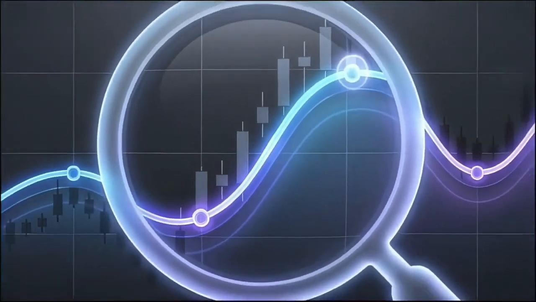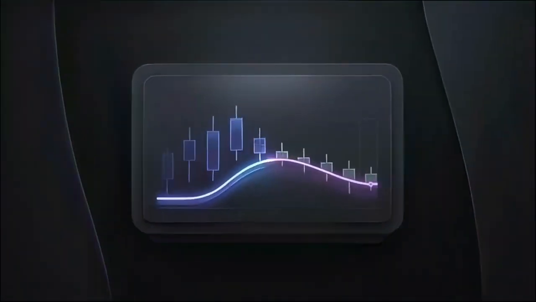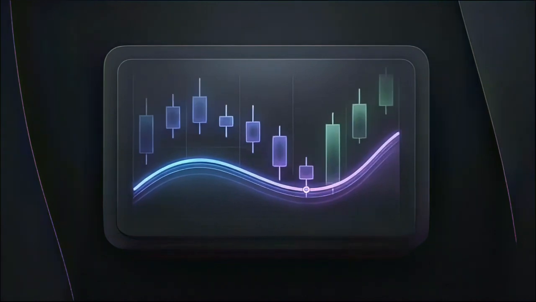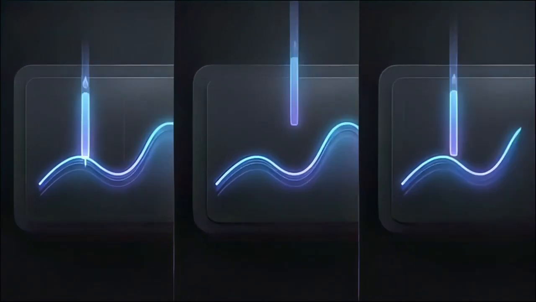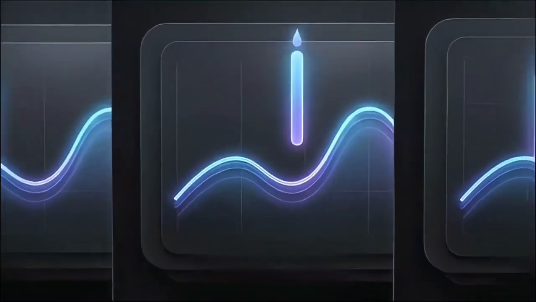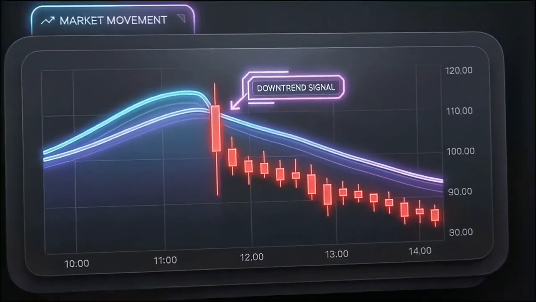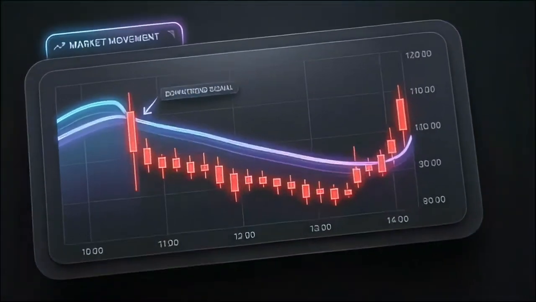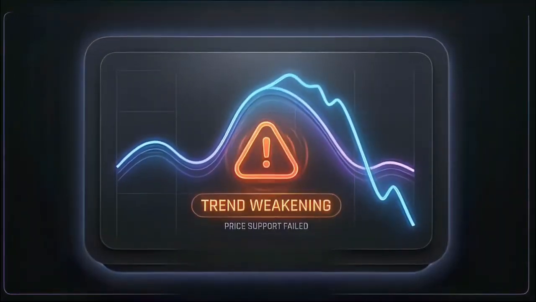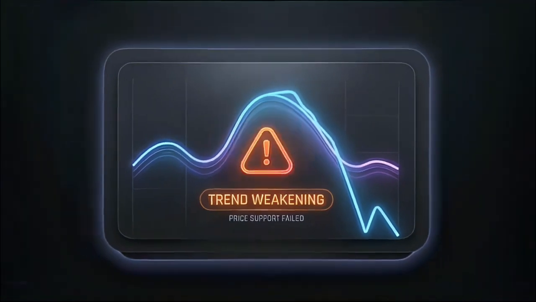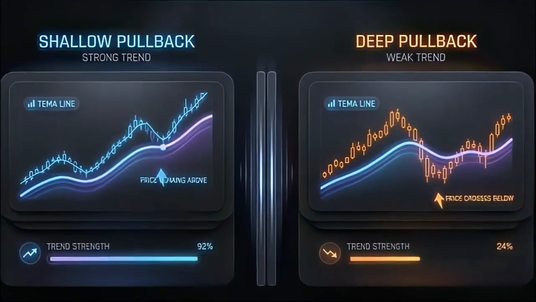There is also a tell in how price pulls back to this line that most traders miss. Because the triple average sits so close to price, a healthy pullback in a strong trend will barely reach it. Price dips, kisses the line, and pops straight back up. That shallow touch is the strongest version of the setup. But if price slices clean through the line and spends several candles below it before recovering, that is a different message entirely. The trend is weakening, the fast line is no longer acting as support, and you should treat the next bounce with suspicion rather than confidence. The depth of the pullback relative to this line is itself a read on how much strength is left in the move.